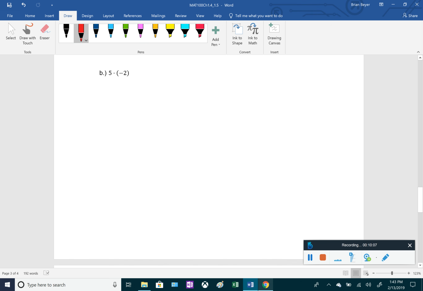Next one, 5 times negative 2. So we're going to add negative 2 together 5 times. So it's going to be negative 2 plus negative 2 plus negative 2 plus negative 2 plus negative 2. So we add these together, we actually get negative 10, which you probably knew just by looking at the problem. Okay, so multiplication is repeated addition. When we were doing exponents, that would be repeated multiplication. So similar concepts there.